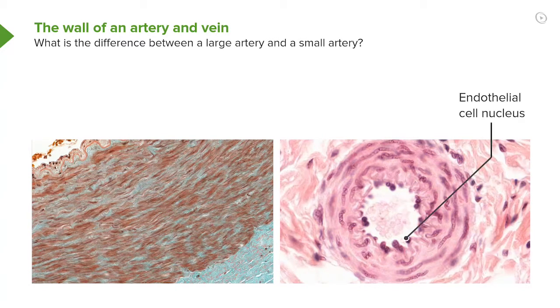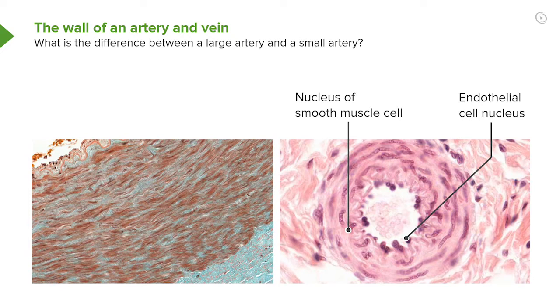Here on the right-hand side, the small artery has an endothelial lining. You can see the nuclei of the endothelial cells. Remember, endothelium is the internal lining right throughout the cardiovascular system. It's a very thin epithelial lining, simple squamous epithelium, but we call it endothelium, or we call the individual cells endothelial cells.